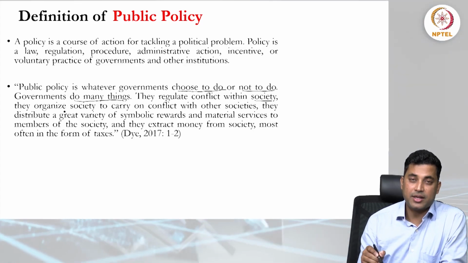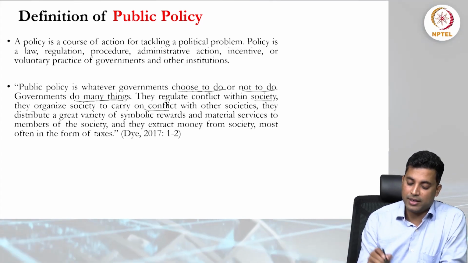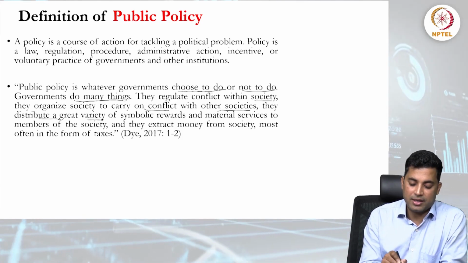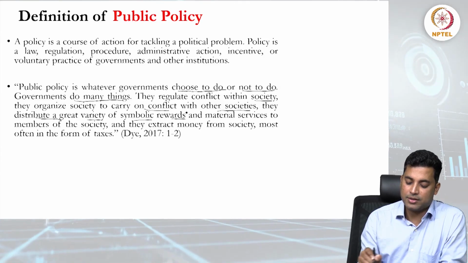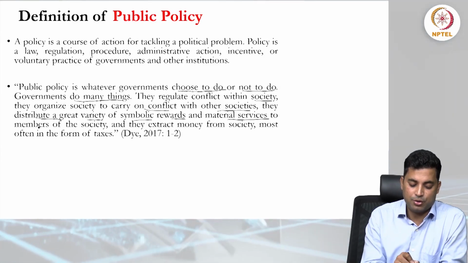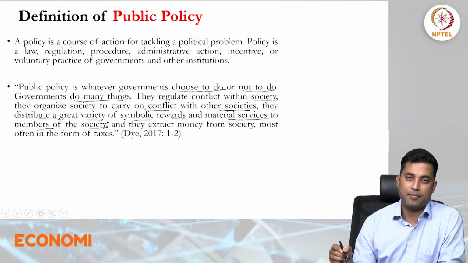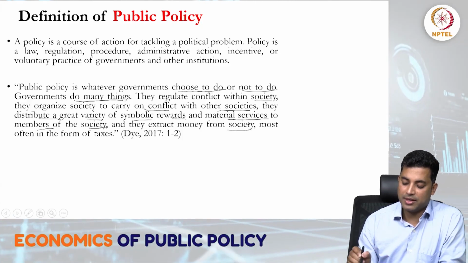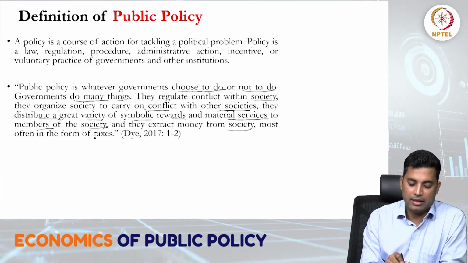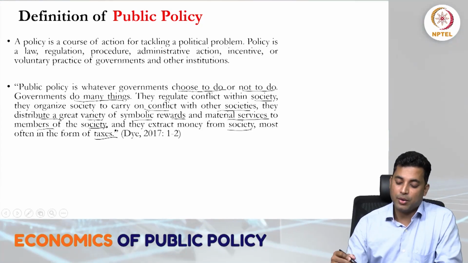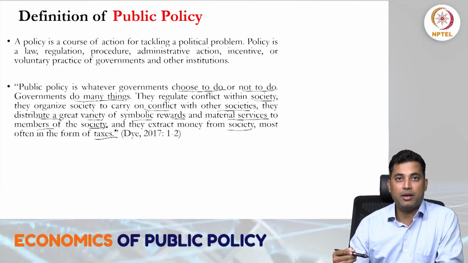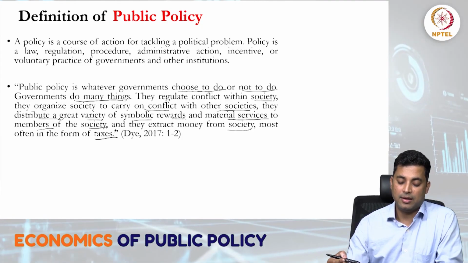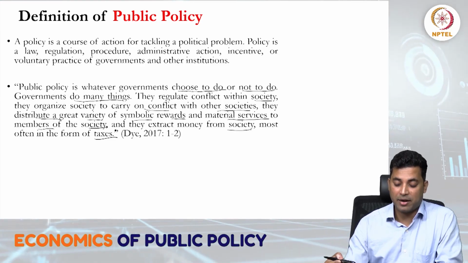Then they organize society to carry on conflict with other societies. They distribute a great variety of symbolic rewards and material services to members of the society. They extract money from society, most often in the form of taxes. So these are the key words and concepts that one can consider, and these concepts are quite paradoxical.